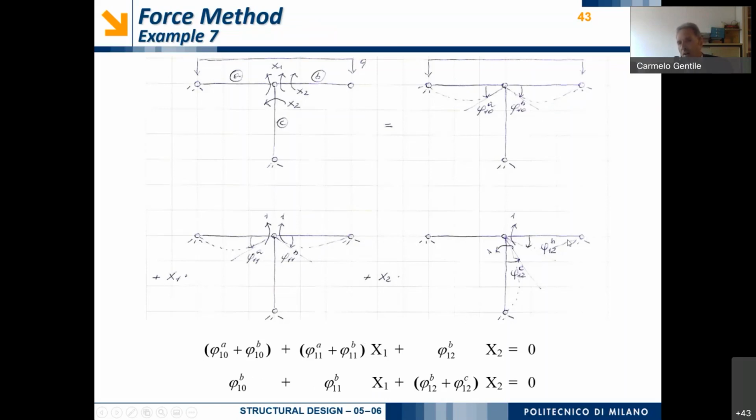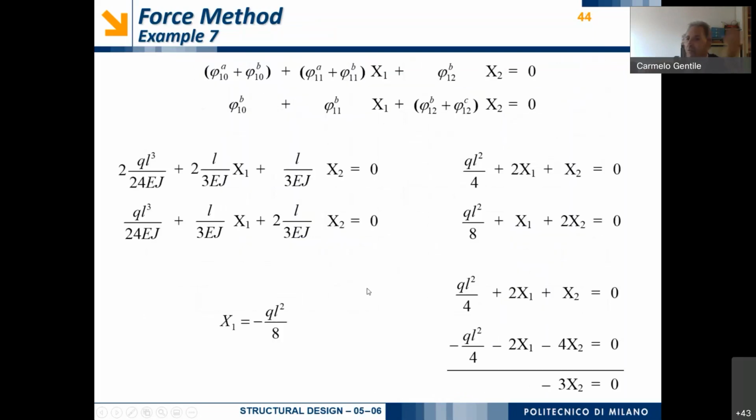Afterwards, we have the effect of this bending moment only on the right-hand side, so plus phi11B times x1, and afterwards we have to consider the relative rotation between the right-hand side beam and the vertical column, so phi12B plus phi12C times x2. Okay. Afterwards, if we solve this system, we will obtain that x1 will be equal to minus qr squared over 8, and x2 will be equal to 0.